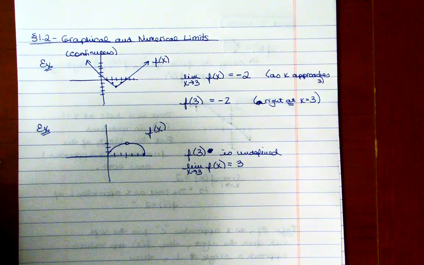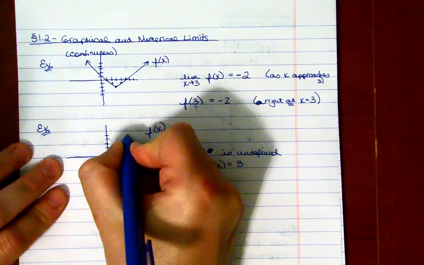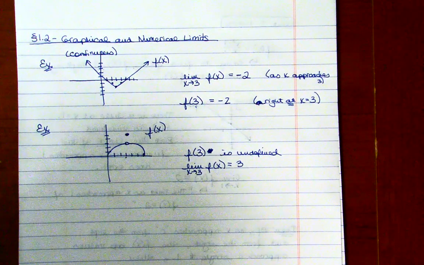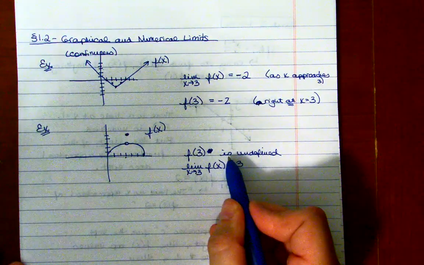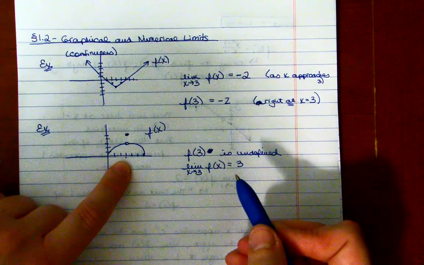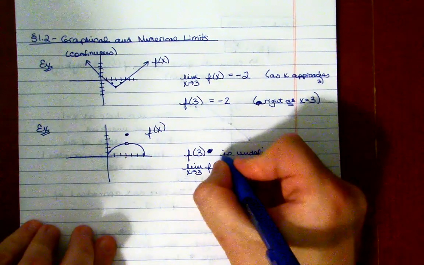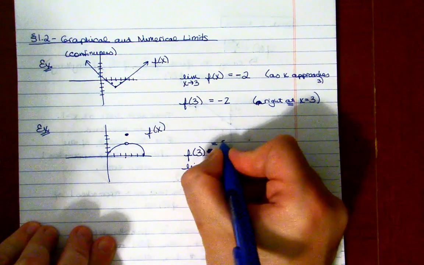Now, what if instead I change the graph just a little bit and put a point over there? F of 3 now, that's changed. F of 3 is no longer undefined. When x equals 3, what y value do you have on your graph? Should be 5. So I'm going to say f of 3 equals 5.